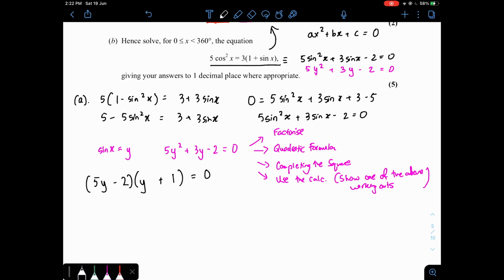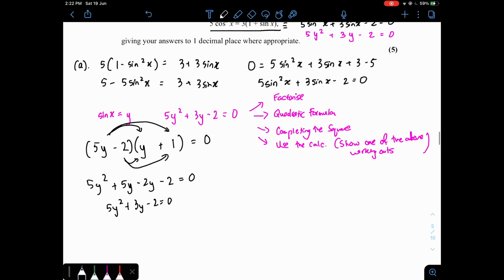Does it check out? Let's multiply it. So if we multiply it, it's 5y squared plus 5y, take away 2y, minus 2. It does check out, you're right. So 5y squared plus 3y minus 2 equals 0. It does check out, so it is correct. So this is just to check, so this is not necessary. This part over here is just to check your working out of your factorization. You don't have to do it.